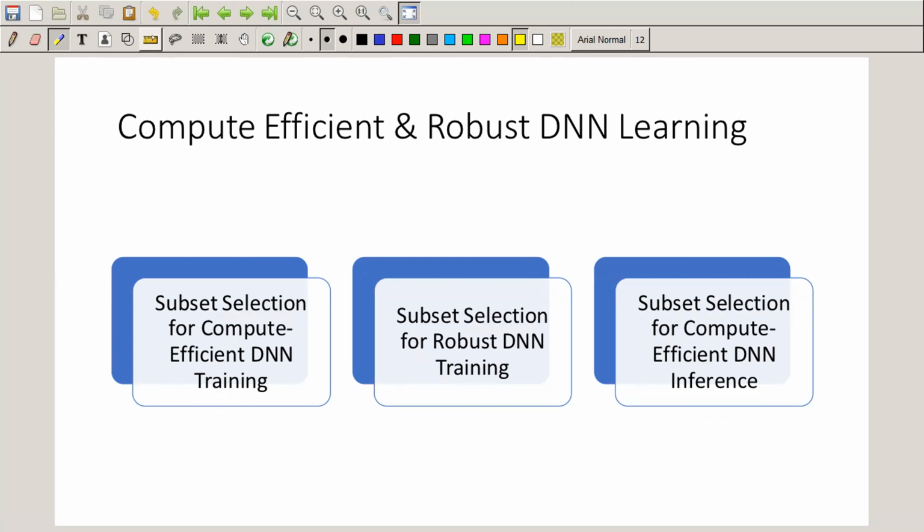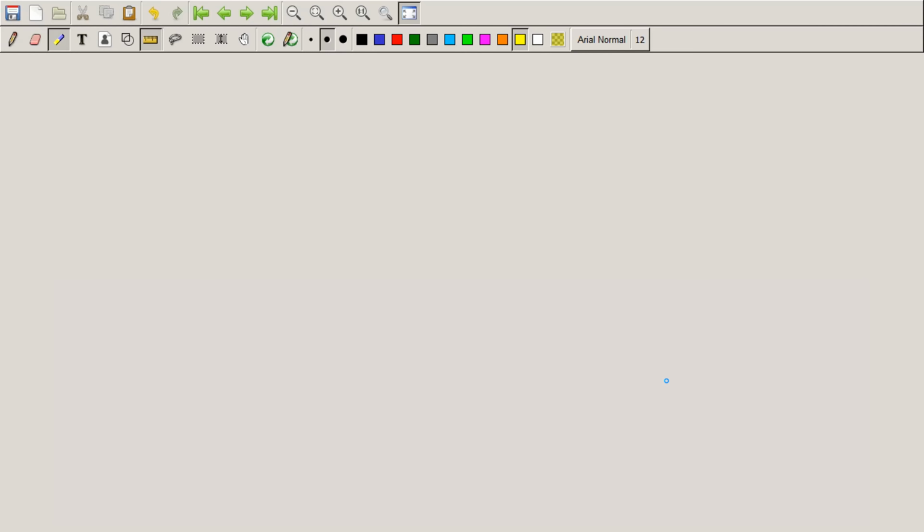That's the first point. But this compute efficient training also leads to a byproduct, which is robust learning under robust optimization settings. However, there are also important techniques that do robust optimization as their primary goal. And then how do you put them together for compute efficient deep neural network inference? These are the three topics, and if time permits, we'll also talk about compute efficient feature learning.